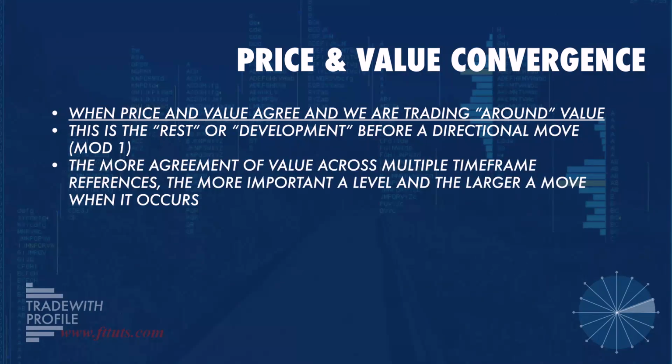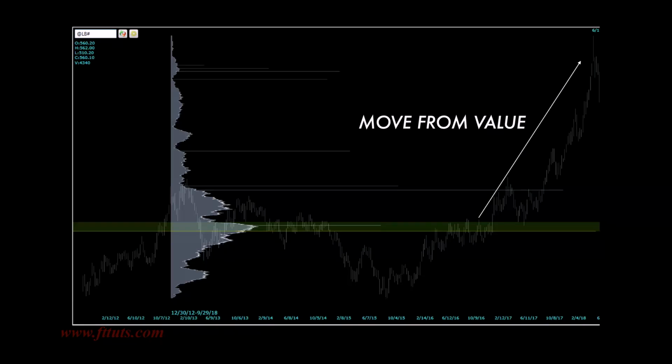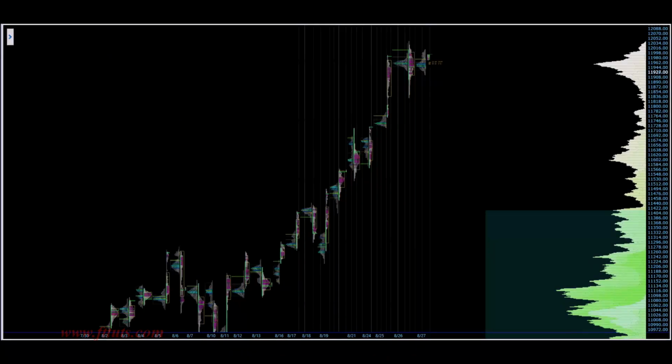So we know a move's coming. And in fact, the more agreement of value across multiple time frame references, the more important a level and the larger a move when it occurs. So your job is to prepare for a larger move away from these areas if trading inside them. And they can be substantial, like this move in lumber. In this case, the development of the larger node took about 9 months in total before the really big move took place. Here in this case, we had a couple weeks of development.